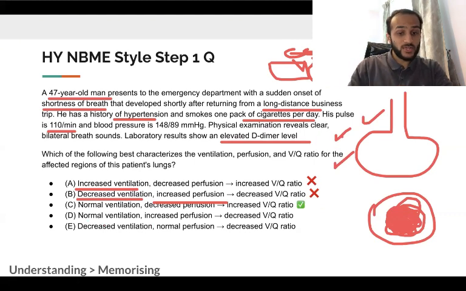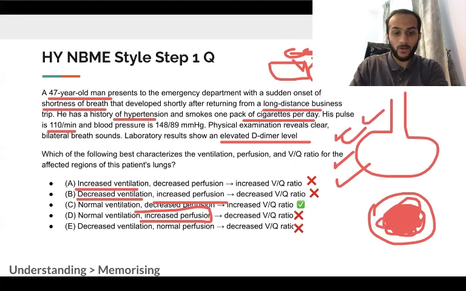Choice number D, normal ventilation. Yes, he's having normal ventilation. Increased perfusion, that's incorrect because as we can see over here, he is having decreased perfusion. So this makes it incorrect. The last option over here, decreased ventilation. No, his ventilation is completely normal. Nothing's happening to his alveolar sac. He's like a normal person. Normal perfusion, that's incorrect because he's having obstruction to his artery. So guys, overall we can see over here that C is going to be our correct answer.